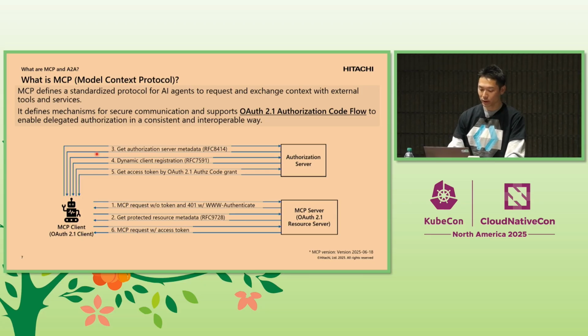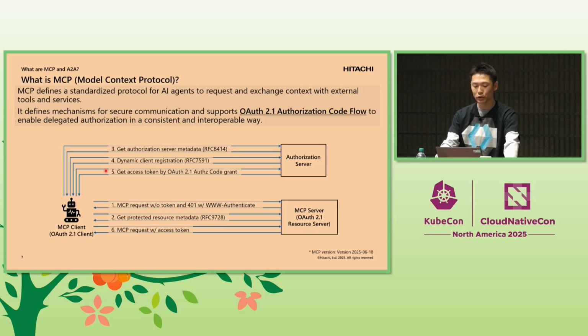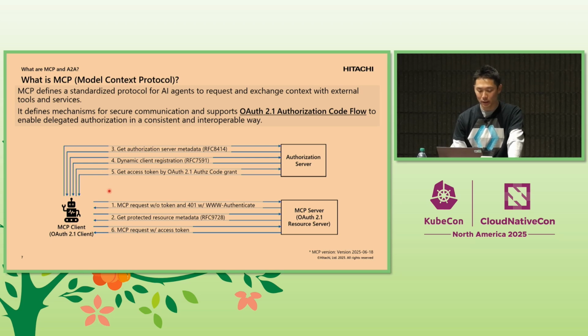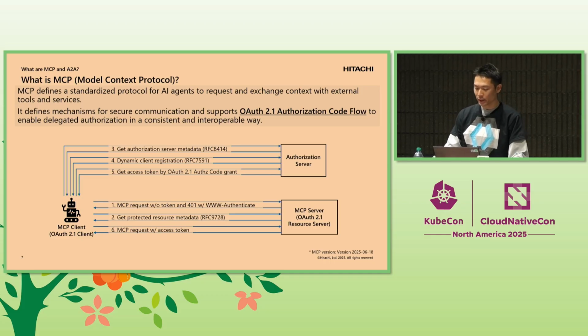And then, if necessary, the agent performs dynamic client registration. After that, the agent uses the OAuth 2.1 authorization code flow to obtain an access token from the authorization server. Finally, the agent makes an MCP request to the MCP server, this time including the access token. By following this standardized flow, MCP enables consistent and secure delegated authorization for tools and services.